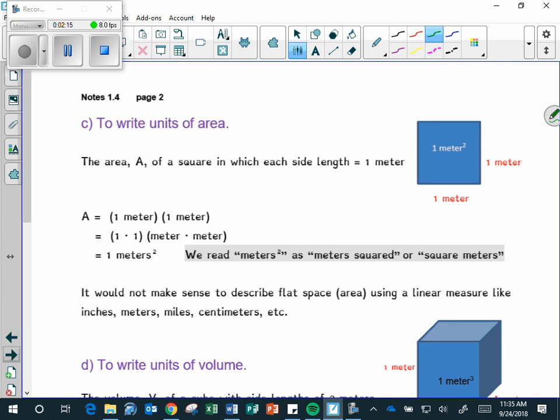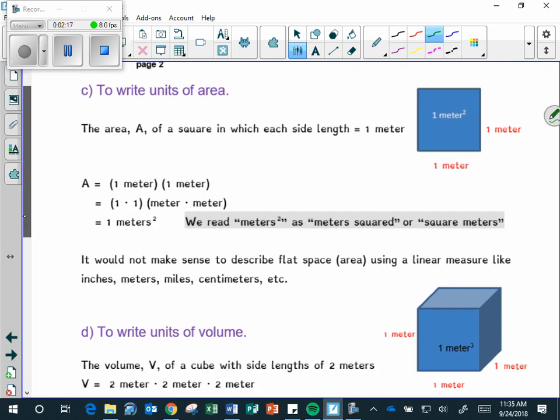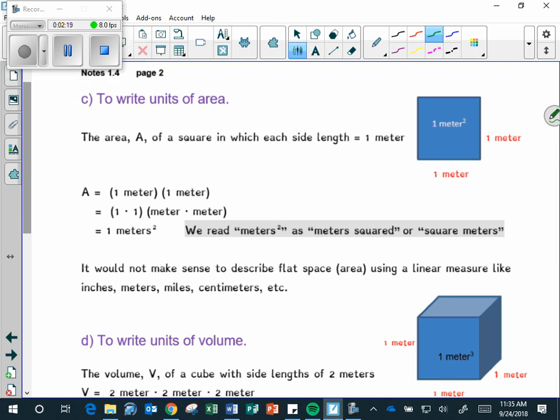You've already probably used a little bit of area in your previous experiences. When we talk about the area of a square that measures 1 meter on each side, we say the area of it is 1 square meter. One way to avoid writing the word square is to use the power. So you can write meters to the second power, or you could write the phrase square meters.